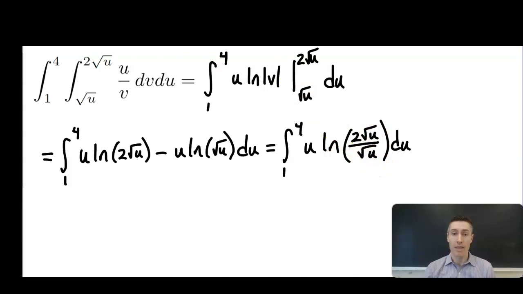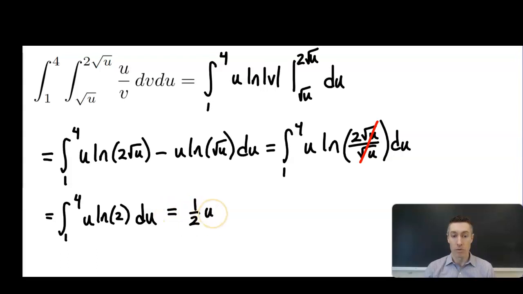Now, if you look at that simplification with our log rules, the square root of u terms would simplify. And really what we're left with is the integral from 1 to 4 of u times the natural log of 2 du, which is a much simpler integral to evaluate. So then we just get 1/2 u squared times the natural log of 2. Evaluate that from 1 to 4.